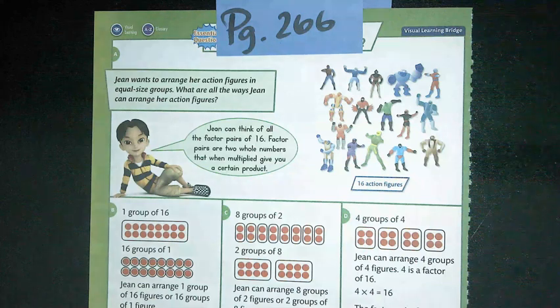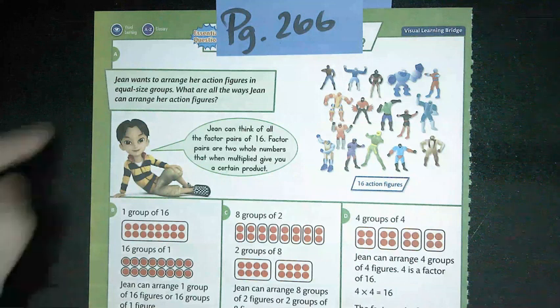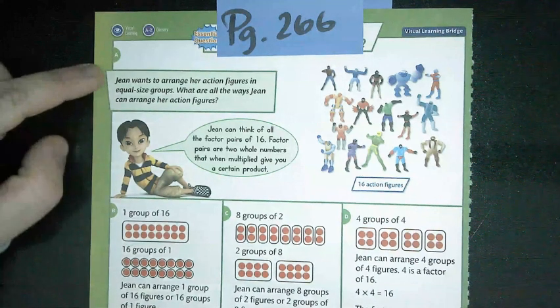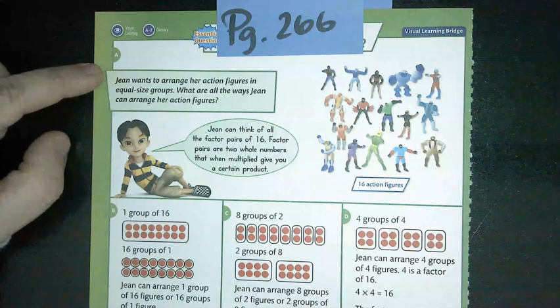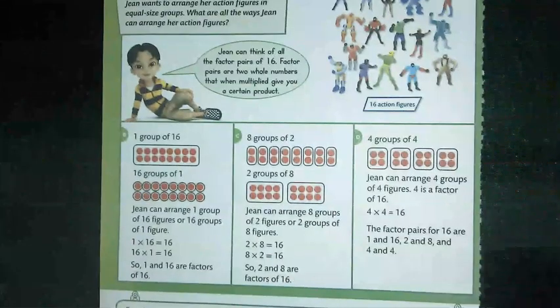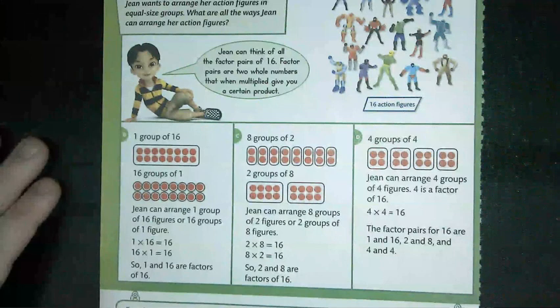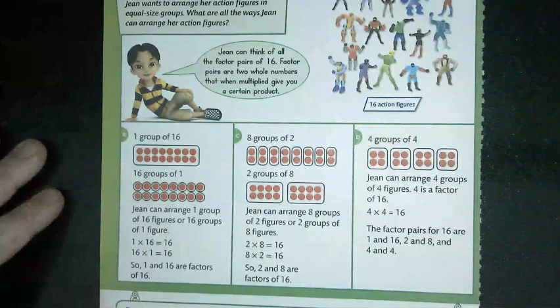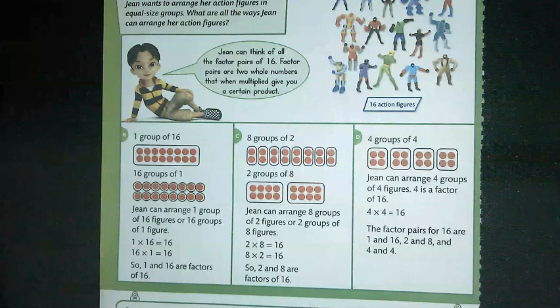So here we are on page 266. It says, Jean wants to arrange her action figures in equal size groups. What are all the ways Jean can arrange her action figures? Down here it says, Jean can think of all the factor pairs of 16. Factor pairs are the two whole numbers that, when multiplied together, give you a certain product. And again, product just means the answer to a multiplication problem. Let's check out our different ones. Today, I'm going to ask you to grab your pencil with me as we go through these, because we're going to mark some things on here that should help us out once we get to our guided practice and independent practice.